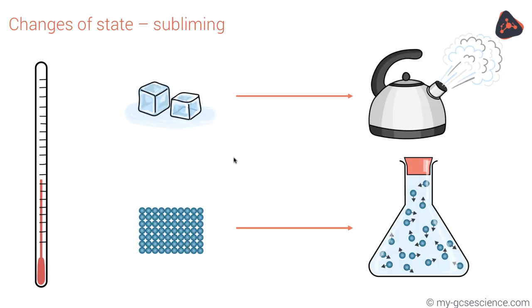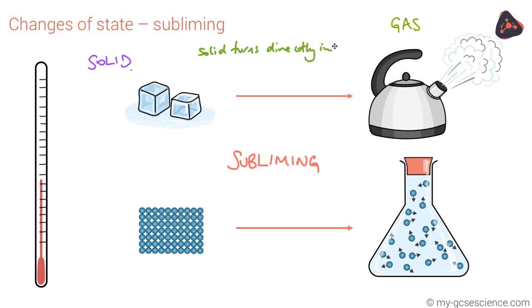There's one more change of state that's worth knowing about, and this is called subliming. This is when a solid changes straight into a gas without going through the liquid phase. As we know, in the solid, the particles are really close together and they can't move around. As we give them more and more energy by heating it up, the particles gain energy.